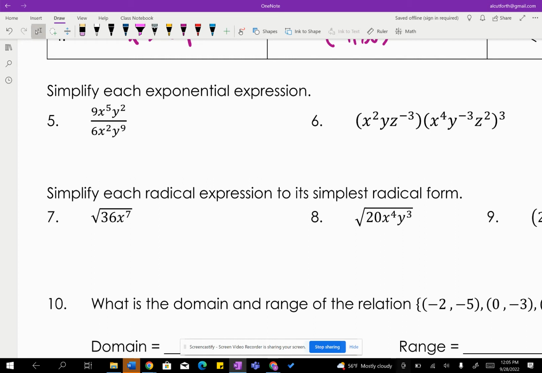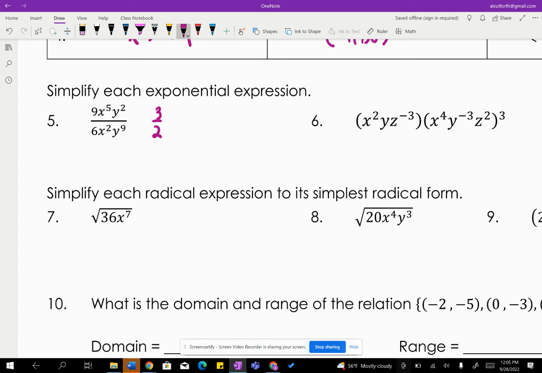Do I subtract 9 and 6 though? Are 9 and 6 exponents? No, remember that rule is for exponents. 9 and 6 are not exponents. So what do I do with 9 and 6? I just divide, right? Those are just numbers being divided. Does 9 divided by 6 come out to a nice number? No. So I just simplify my fraction then. Go ahead and simplify that fraction. It's going to become 3/2 because we can divide both 9 and 6 by 3.